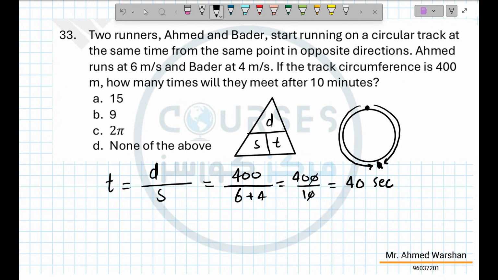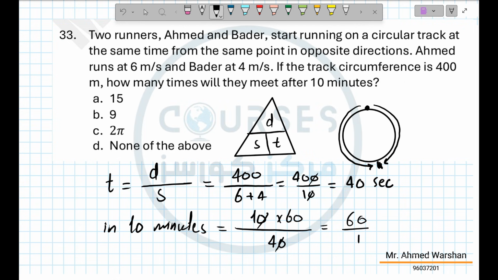Okay, in 10 minutes, 10 minutes is how many seconds? We multiply that by 60. So in 10 minutes, 10, and convert that to seconds, so times 60 divided by 40 seconds. So 0 will cancel with 0, so we have 60 divided by 4, which is 15, so they will meet 15 times.